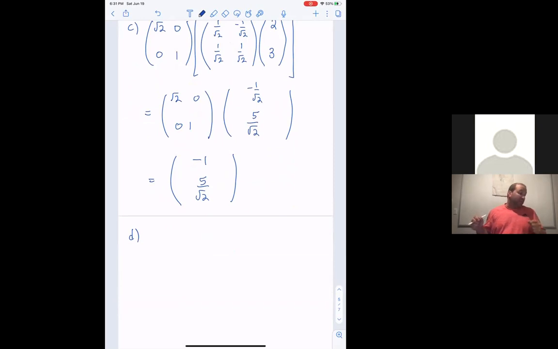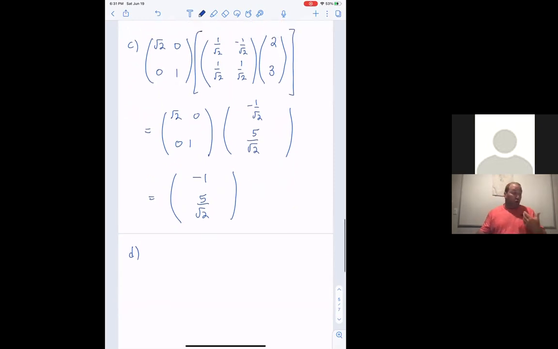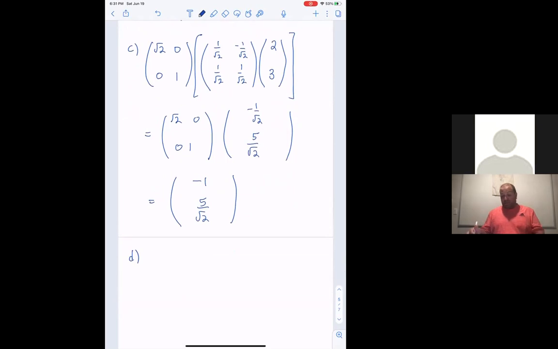Now it says write down the single matrix that represents a 45-degree rotation followed by a horizontal stretch of scale factor the square root of 2. What we did, if you look in part C, is we applied the first matrix, which was the first transformation, got the answer, and then applied the second transformation.